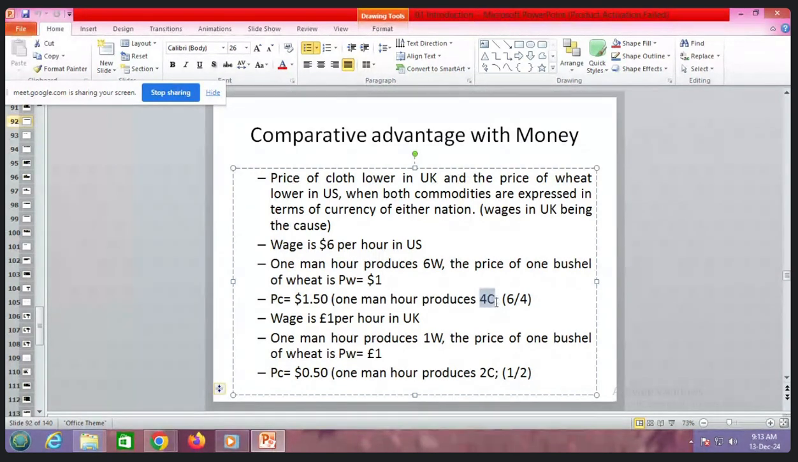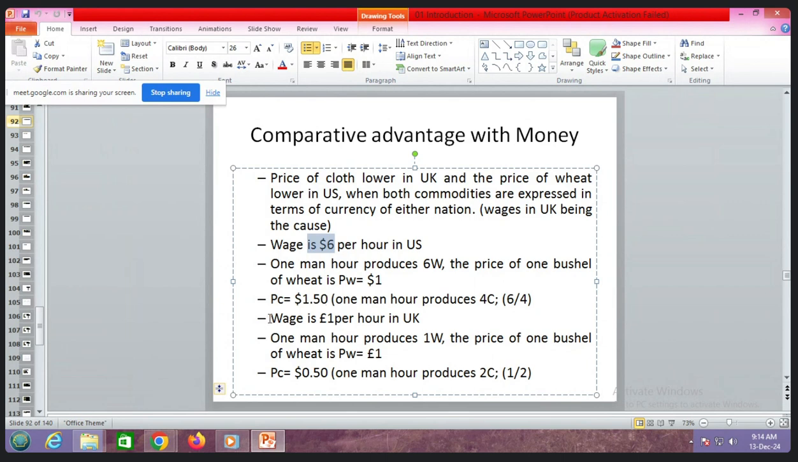Similarly, if 4 yards of cloth are being produced in 1 hour and you're paying $6 per hour, what becomes the price of cloth? The price of cloth becomes 6 by 4, that is $1.5. Okay, so you're paying $6 to the labor for 1 hour. He is producing 4 yards of cloth, so the price of cloth per yard becomes $1.5.